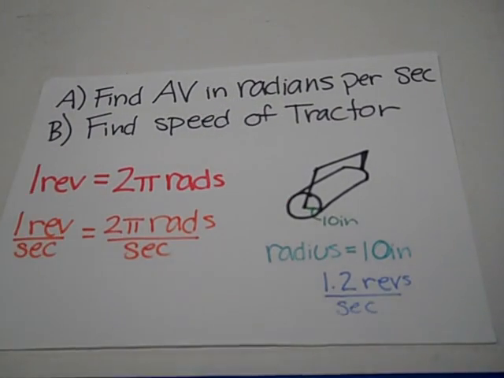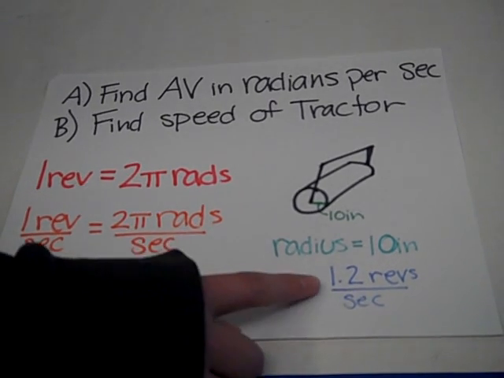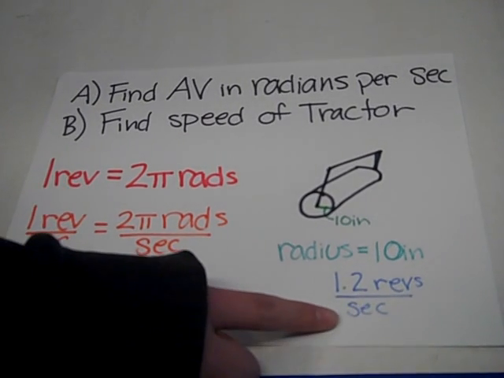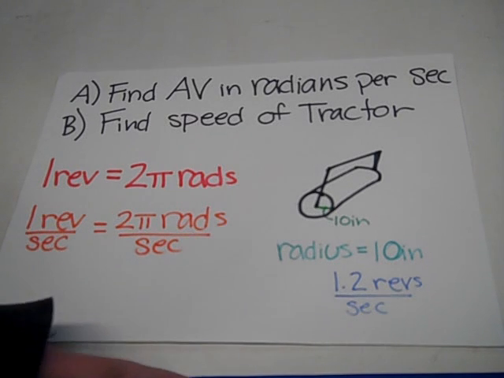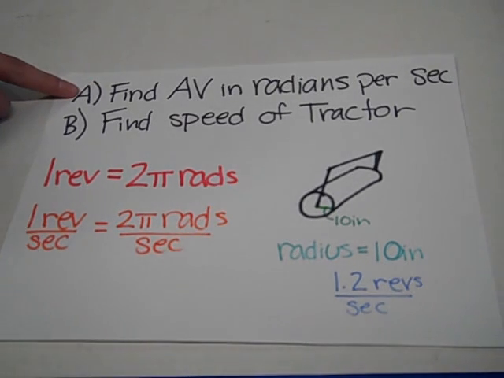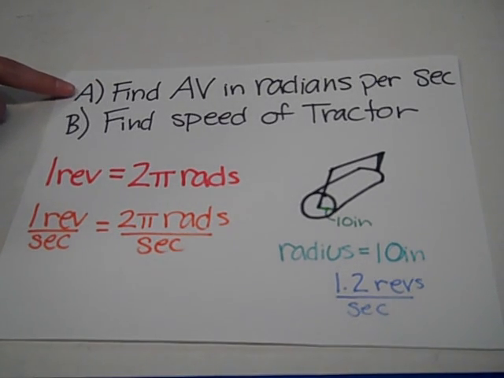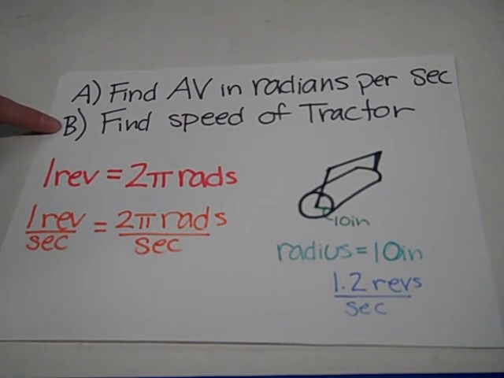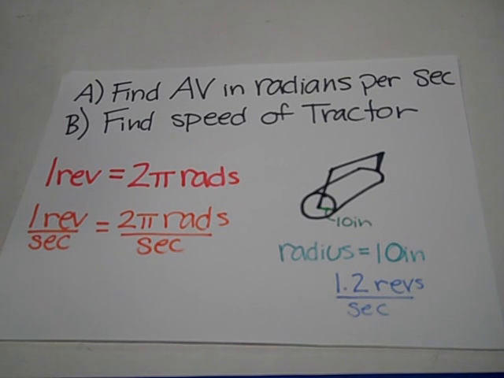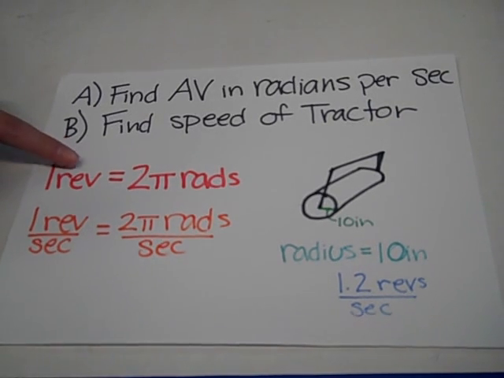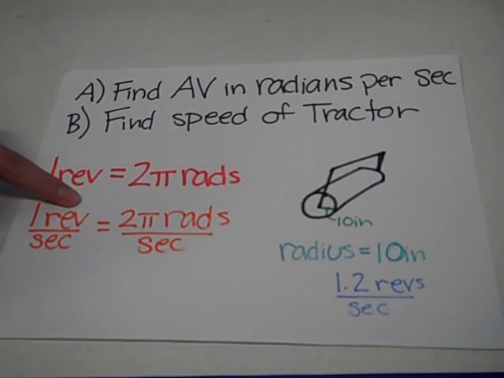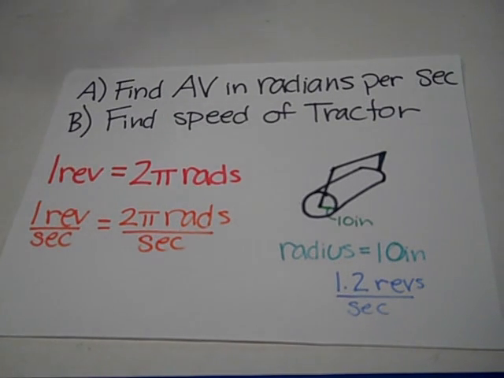To demonstrate all these concepts, we will now do an example problem. A lawn roller with a 10-inch radius makes 1.2 revolutions per second. We need to find A, the angular speed of the roller in radians per second, and B, the speed of the tractor that's pulling the roller, or the linear velocity. To solve this problem, you must know that 1 revolution equals 2 pi radians, so 1 revolution per second is 2 pi radians per second.